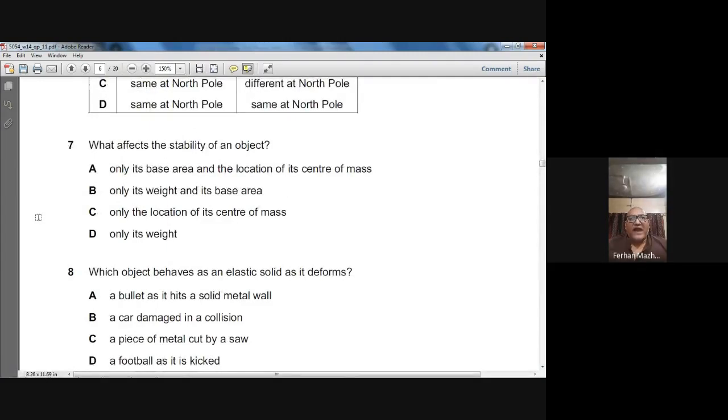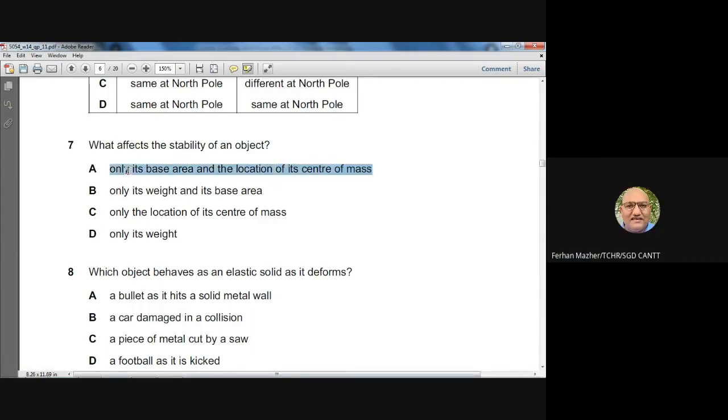What affects the stability of an object? It says only its base area and the location of the center of mass. This is the correct option. Only its weight and its base area, no. Only the location of center of mass, no. Only its weight, no. So A is the best option. The body will be more stable if its base area is large and the location of the center of mass is lower.